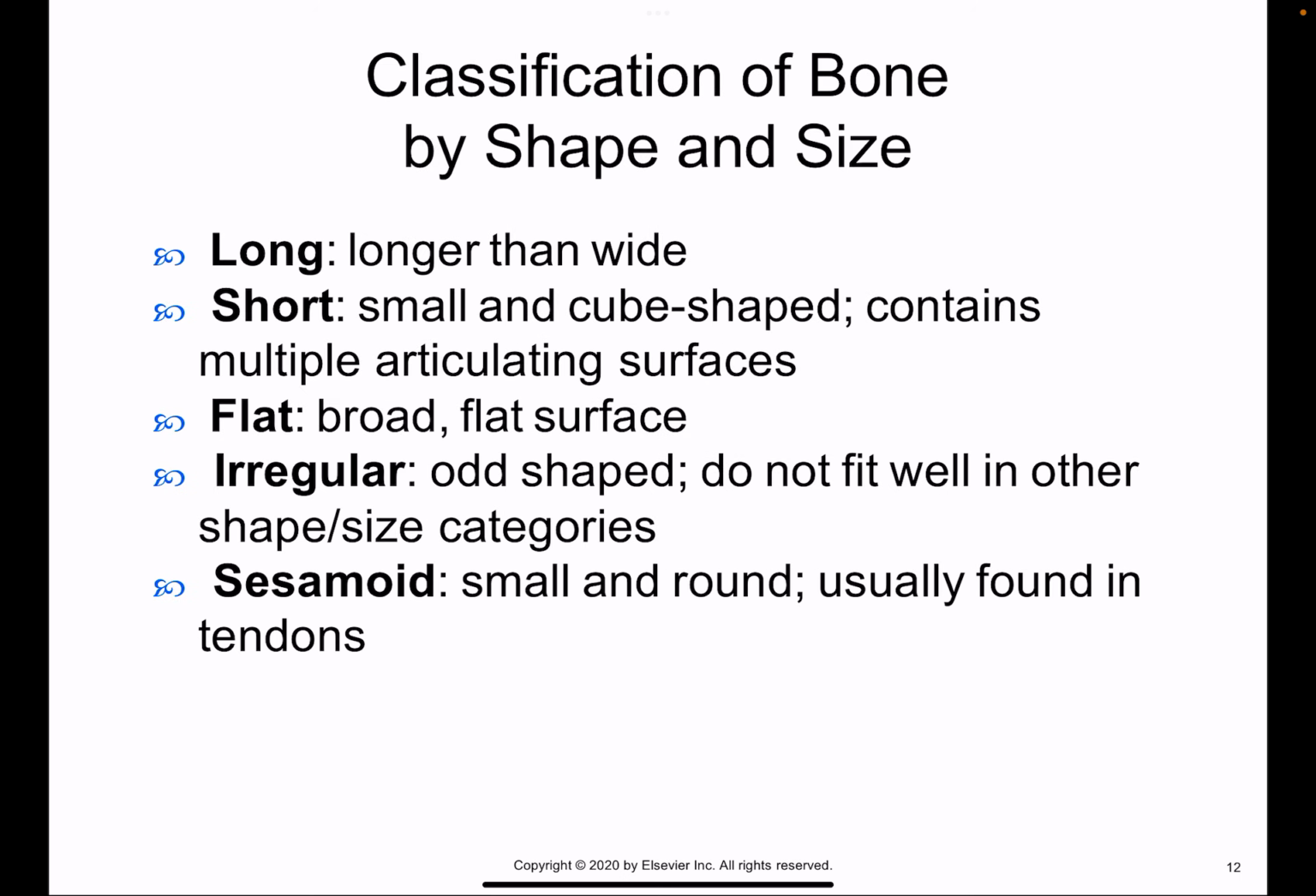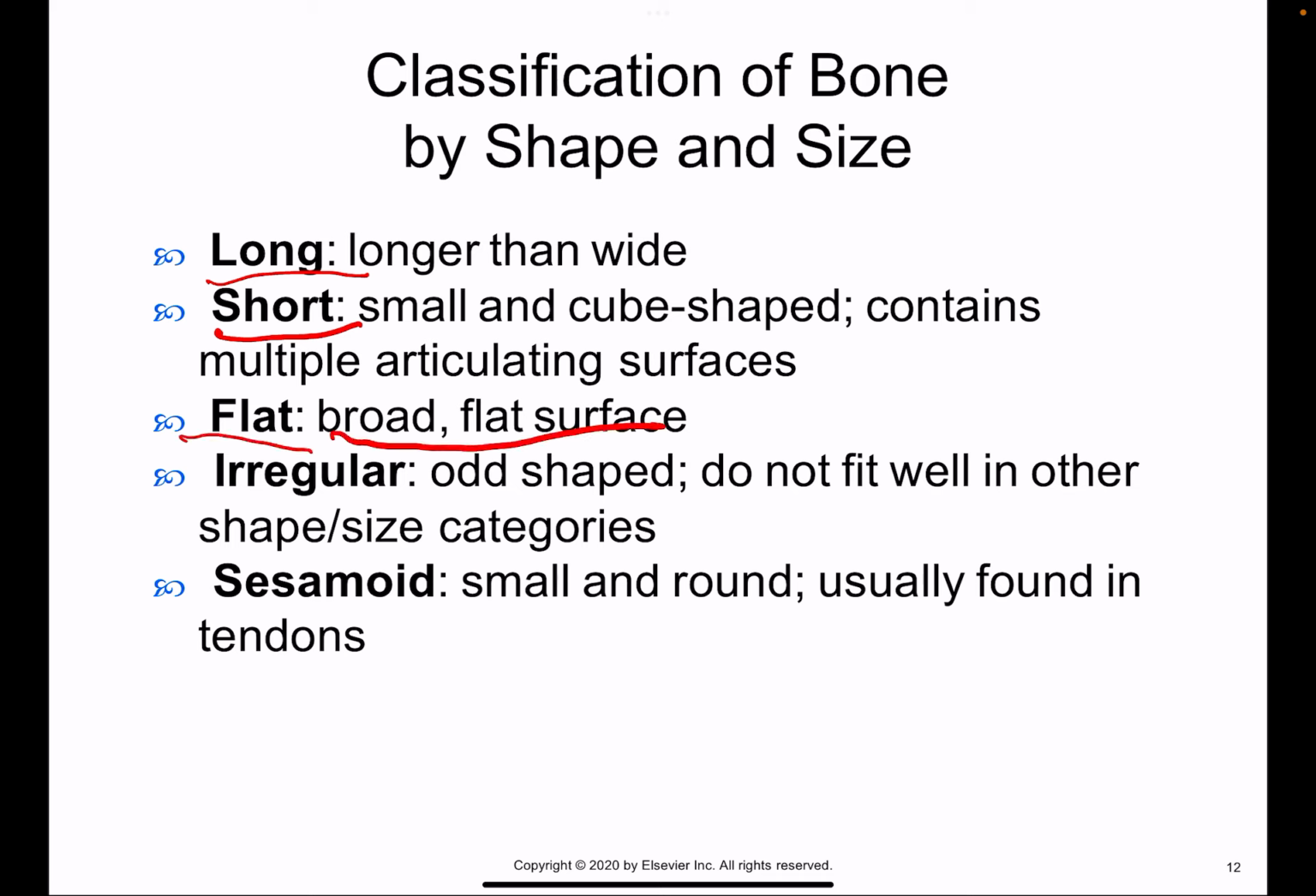Now, we have different classifications for bones. These are super easy, guys. Don't overthink it. If it's long and it looks long, guess what? It's a long bone. It's longer than it is wider. If it's short and it looks like a little cube, it's a short bone. They're small and cubed. They typically have different surfaces that the joints will attach to, and you can move them. If it's flat, it's a flat bone.